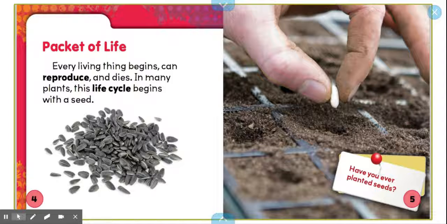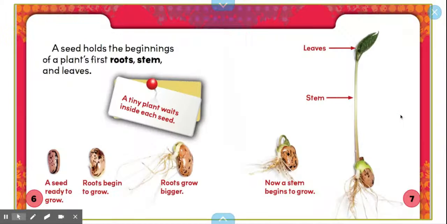Packet of life. Every living thing begins, can reproduce, and dies. In many plants, this life cycle begins with a seed. A seed holds the beginnings of a plant's first roots, stem, and leaves. A tiny plant waits inside each seed. A seed is ready to grow.